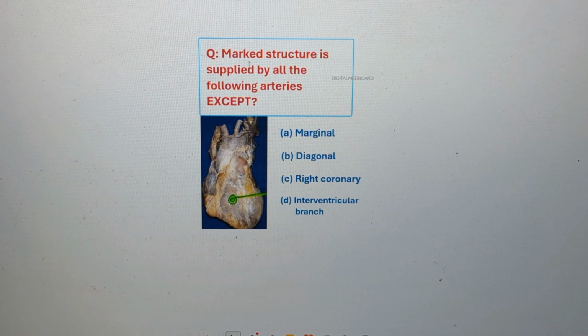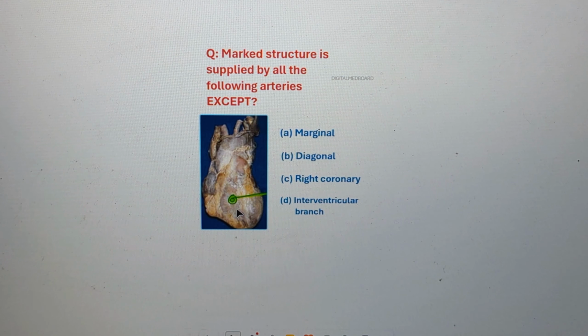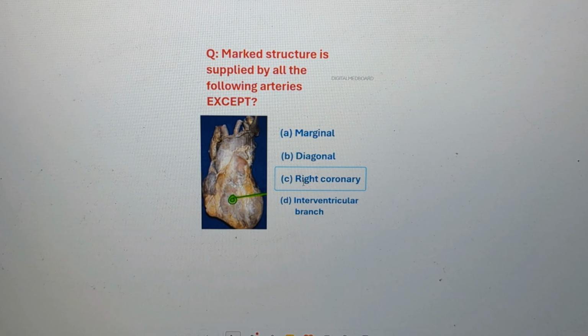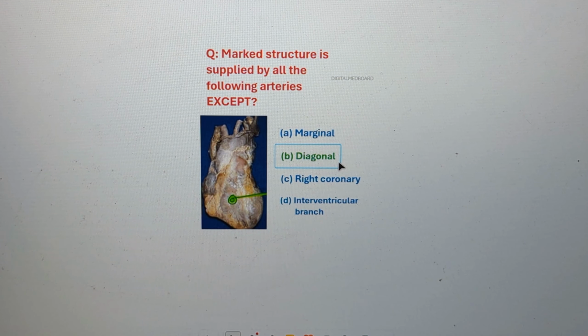We got a question. The marked structure is supplied by all the following arteries, except. Based on our discussion, the marked structure is the right ventricle, which is primarily supplied by the right coronary artery, including the marginal artery and the anterior interventricular branch. The diagonal artery mainly supplies the left ventricle. Therefore, option B is the correct answer.